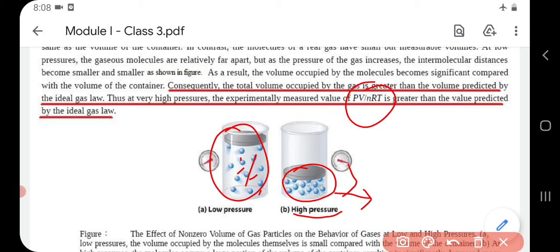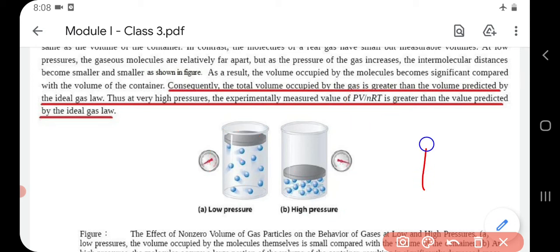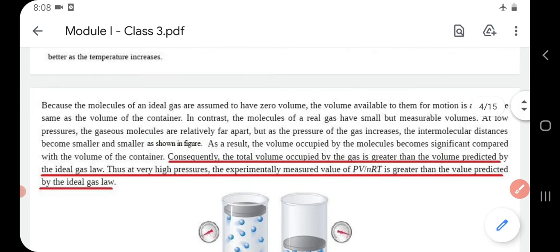So we can say that for ideal gas molecules, the volume is considered to be 0. So the volume occupied by ideal gas molecules will be the same as the volume of the container. But in the case of a real gas, the volume of gas molecules is not negligible. Instead, it is comparable to the volume of the container.